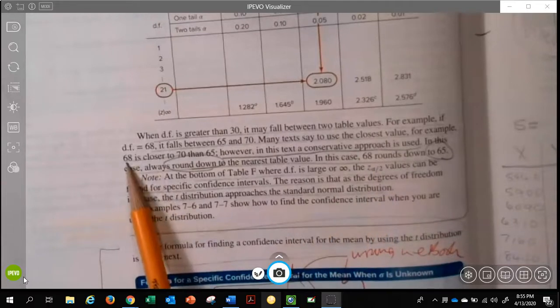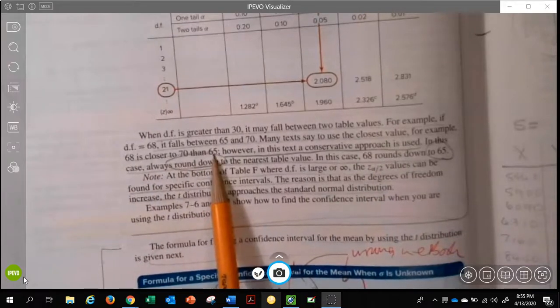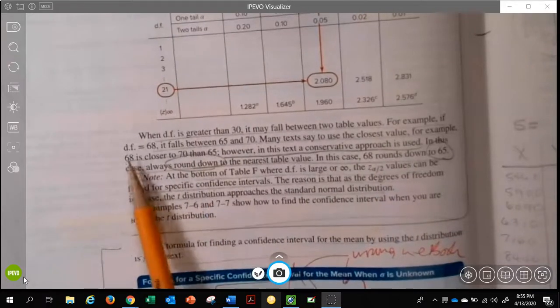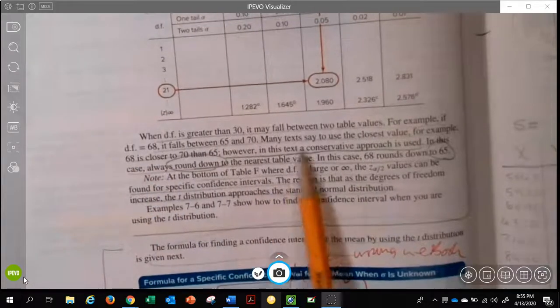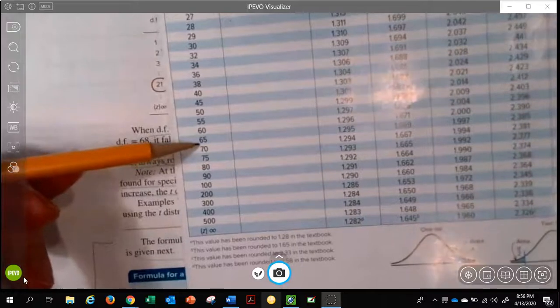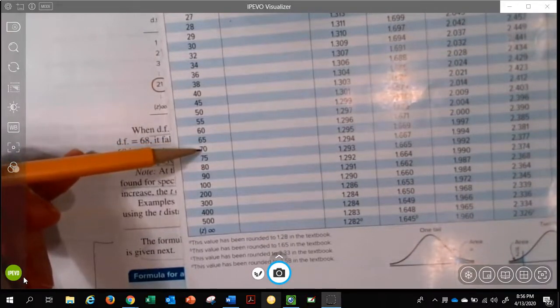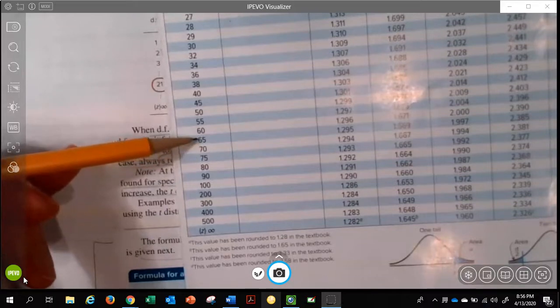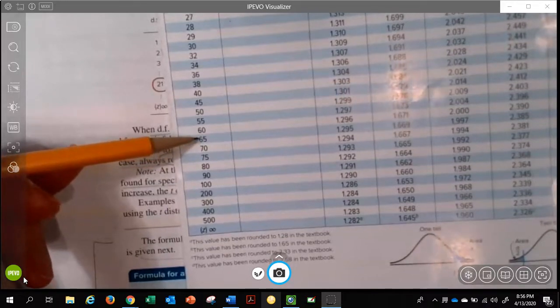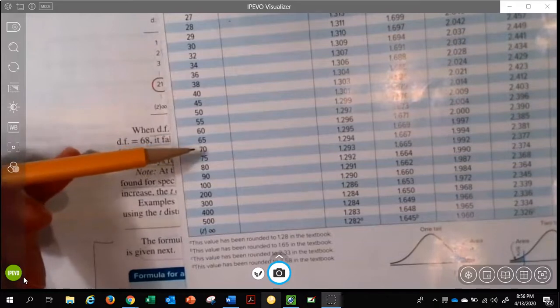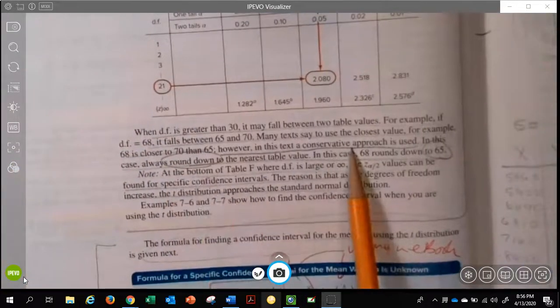As an example, 68 is closer to 70, however, if we're going to look at 68, we go conservative and we go down. So if you're looking for what to do for 68, 68 is between these two. Nobody cares that it's closer to 70. You go down to be a more conservative approach and not get larger. It says we round down.